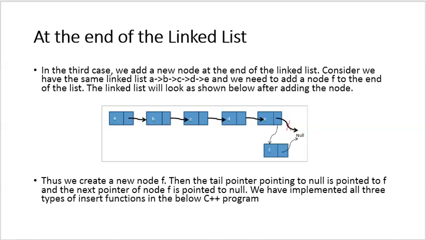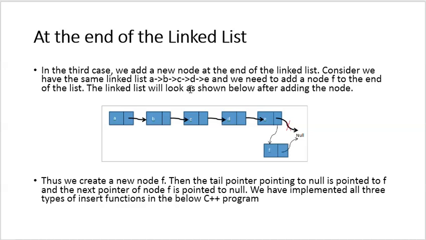If you want to insert the node at the end of the linked list, as the last pointer of the linked list is pointing to null, you have to remove that null, and that null should be pointing to another node. The pointer of the new inserted node, as it is the last node of the linked list, should be pointing to null. So like this we can add a node at the end of the linked list.